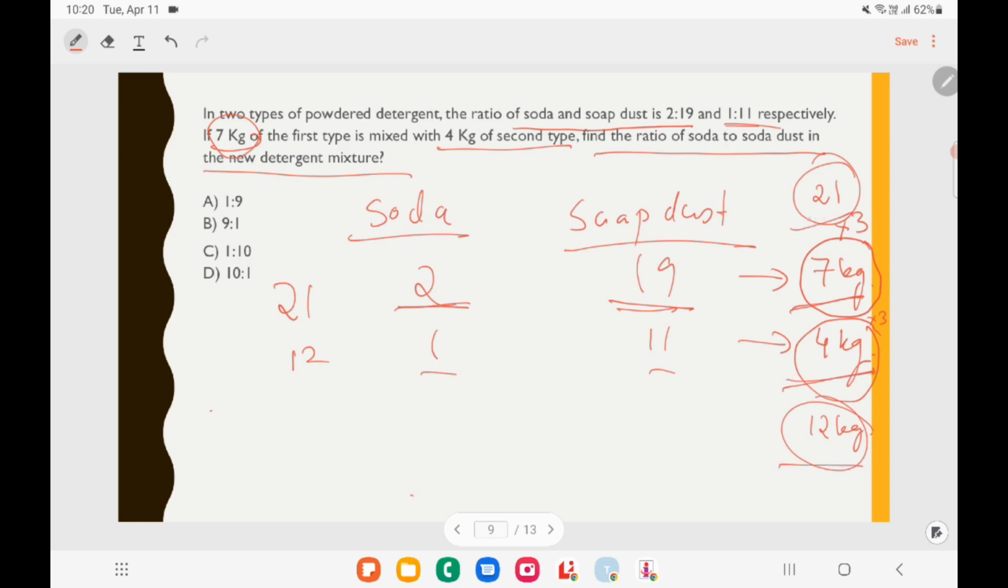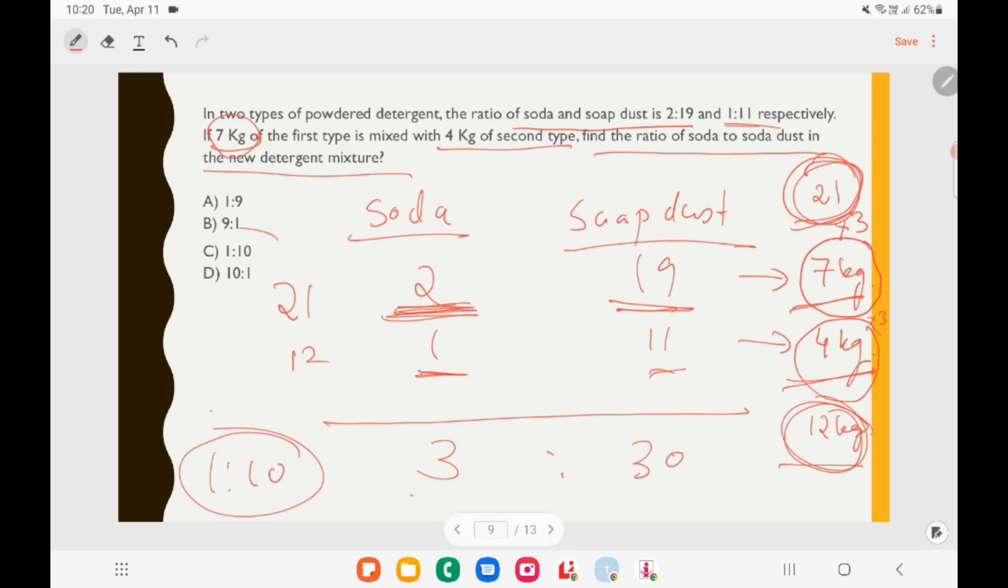In the 21 kilogram, we know there will be 2 soda and 19 soap dust. It's easy, right? Because 2 plus 19 is 21. In this 12 kilogram, you will have 1 soda and 11 soap dust. So just add it directly. You will get 3 and you will get 30. So 3 is to 30 is the answer. 3 is to 30 means if you divide by 3 on both sides, it's going to be 1 is to 10. So the answer is 1 is to 10.